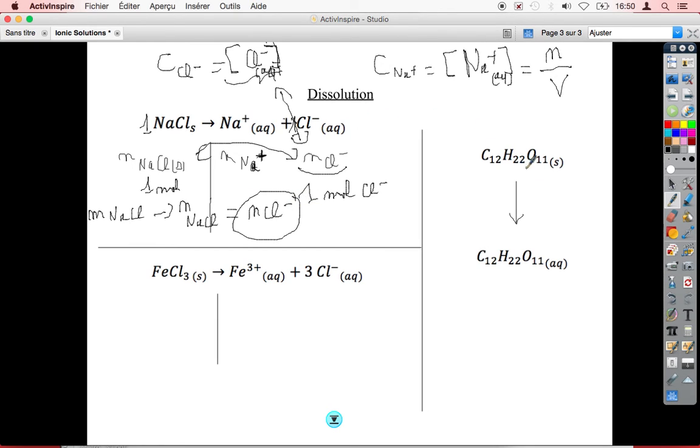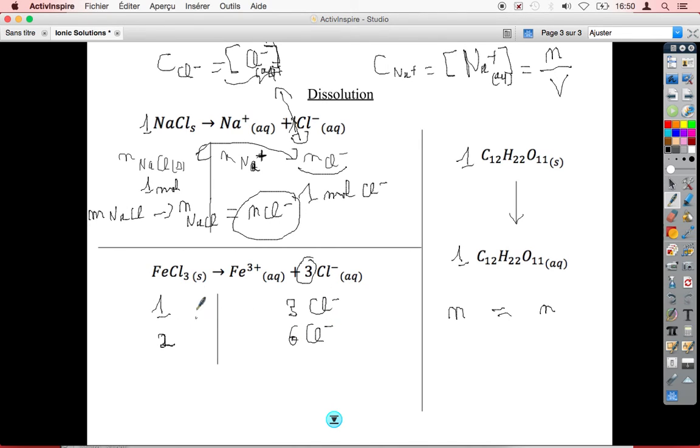Now, if you have this situation, as you can see, for one molecule of this, we get one molecule of this. So this is the same, n equals n. The last case is different. Why is it different? Because you have 3 as a coefficient, meaning that if we add one molecule of FeCl3, we get 3 Cl-. If we add 2 molecules of FeCl3, we get 6 Cl-.